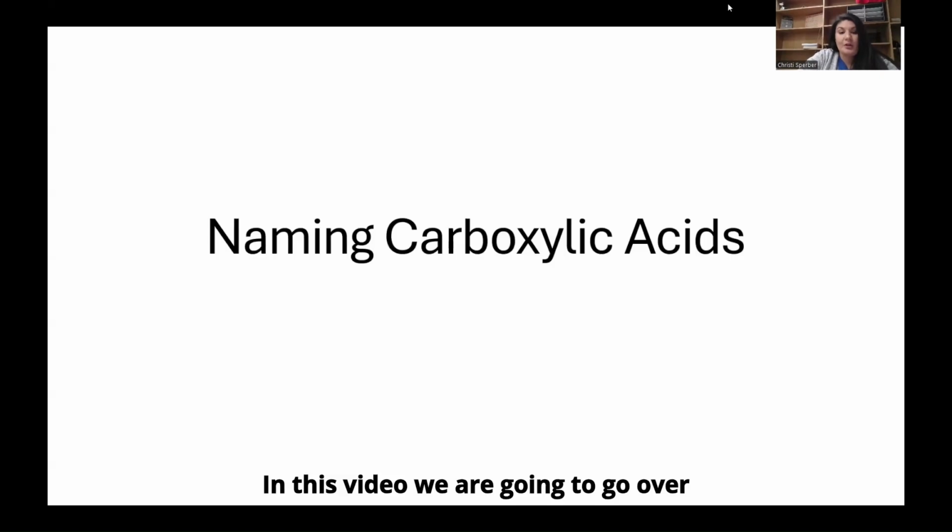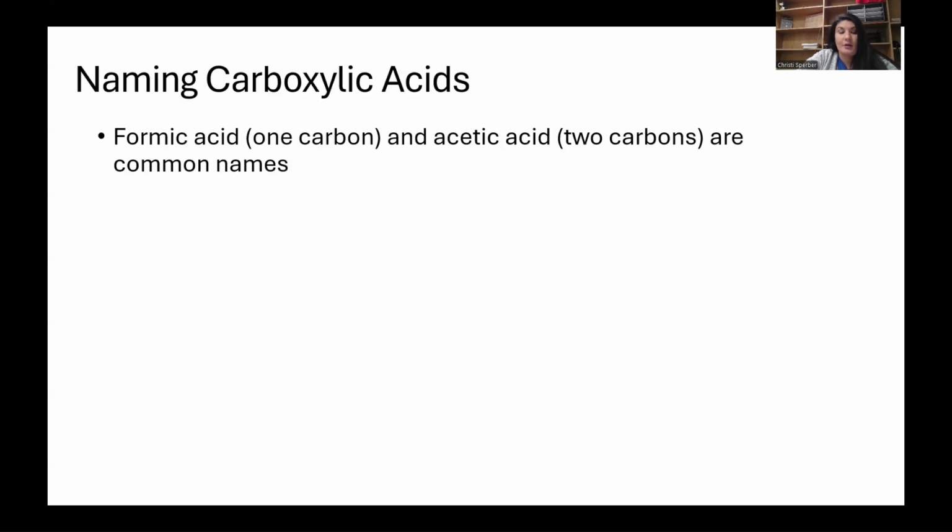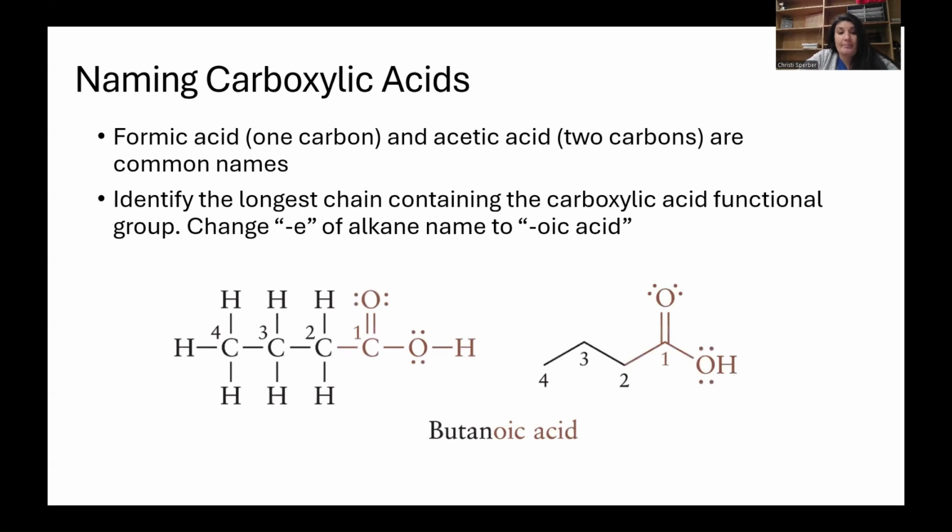In this video, we are going to go over naming carboxylic acids. Formic acid is a 1-carbon carboxylic acid, and acetic acid is a 2-carbon carboxylic acid, and those are the common names for those two carboxylic acids. For IUPAC naming, you first identify the longest chain containing the carboxylic acid functional group. You change the E of the alkane name to oic acid.